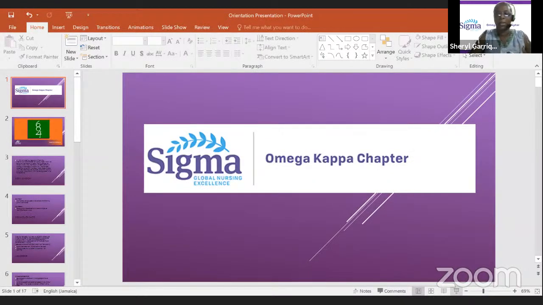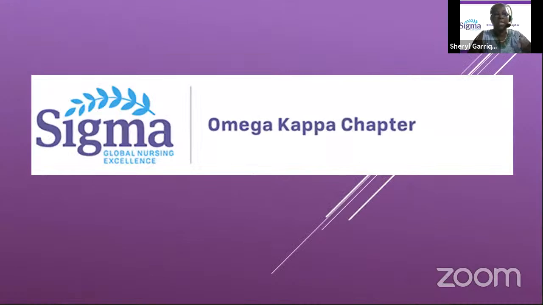But before we close off, as usual, we've been sharing something about Sigma and Omega Kappa, and I just want to keep that going. So if you've seen this logo anywhere, this would be the Sigma with the leaves. It says Global Nursing Excellence. That's the Sigma logo. And then usually all the chapters have their names attached on the right-hand side. And so this is Omega Kappa.